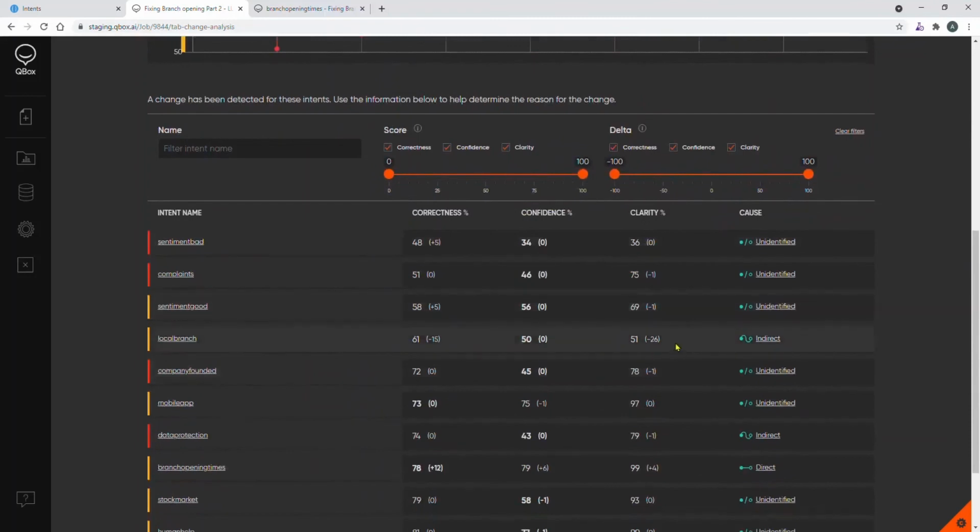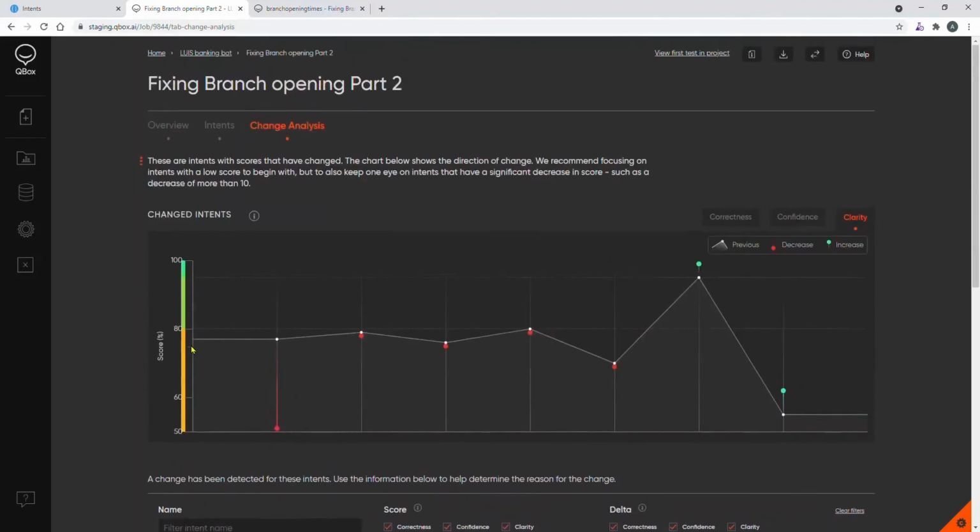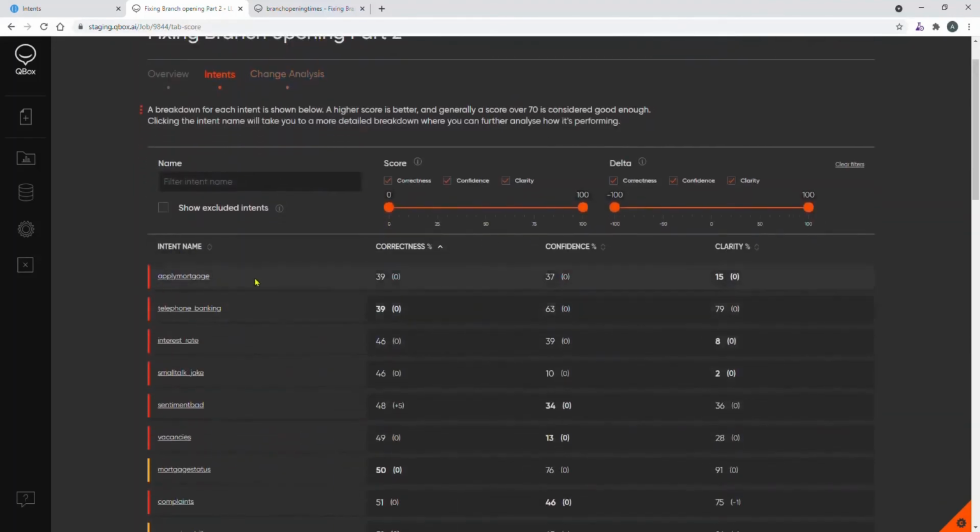So my next step in the improvement process is to fix this regressed intent because the regression is quite significant. And then once that's done, I can go back to my list of intents and go to the next lowest scoring intent for correctness and make those fixes. As you can see, by working your way methodically through the worst scoring intents, fixing them, testing in QBox, addressing any regression and further testing, you will gradually improve the overall correctness, confidence and clarity, and your model will become more accurate, stable and effective. I hope this gives you some helpful insight into how to improve your model.